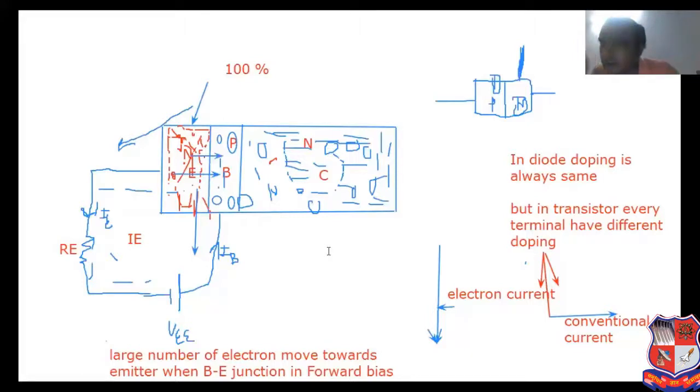We cannot use a transistor as an amplifier if the collector base junction is present in forward bias. That's why we apply the reverse bias connection to the collector. I have sketched the figure. See, this is the reverse bias.